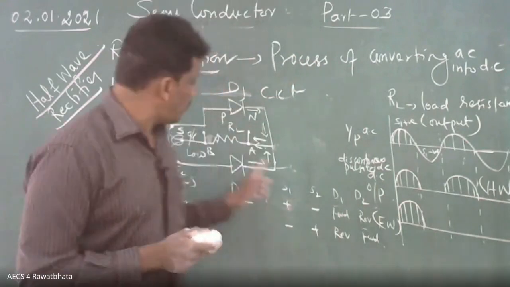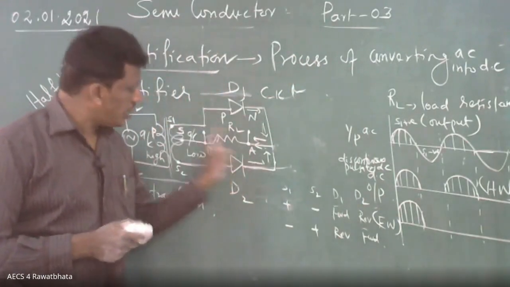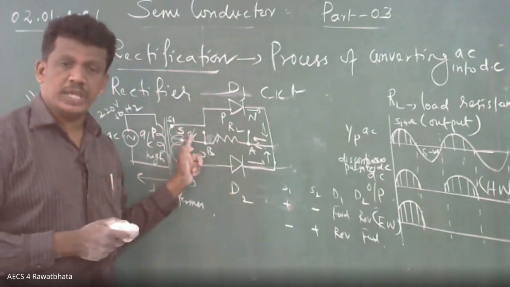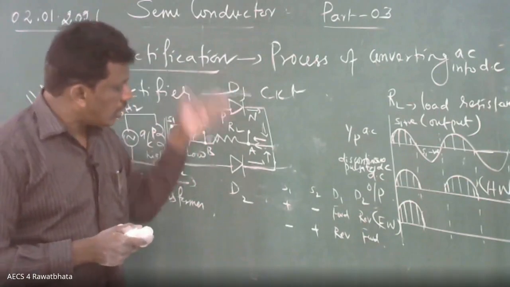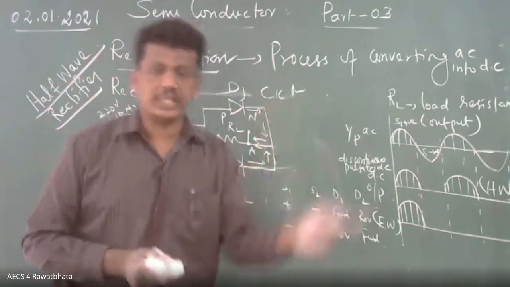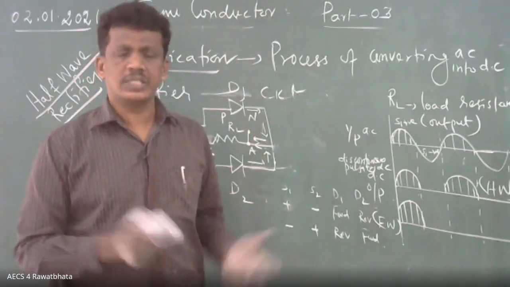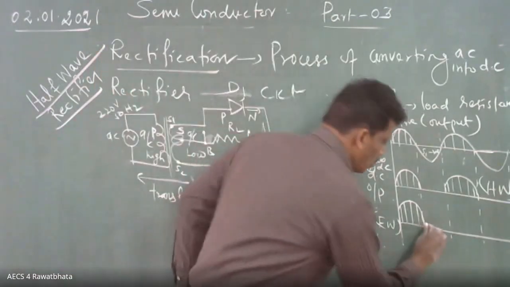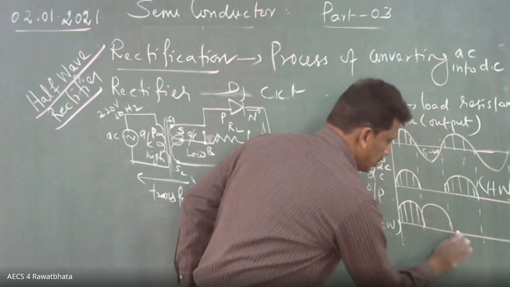Current direction should not be changed. Always from A to B, always from A to B. Whether through D1 or D2, the current direction should not change. If in one case it is A to B, then in the other case B to A, that is wrong. It is not a DC. So again, you are getting the output.